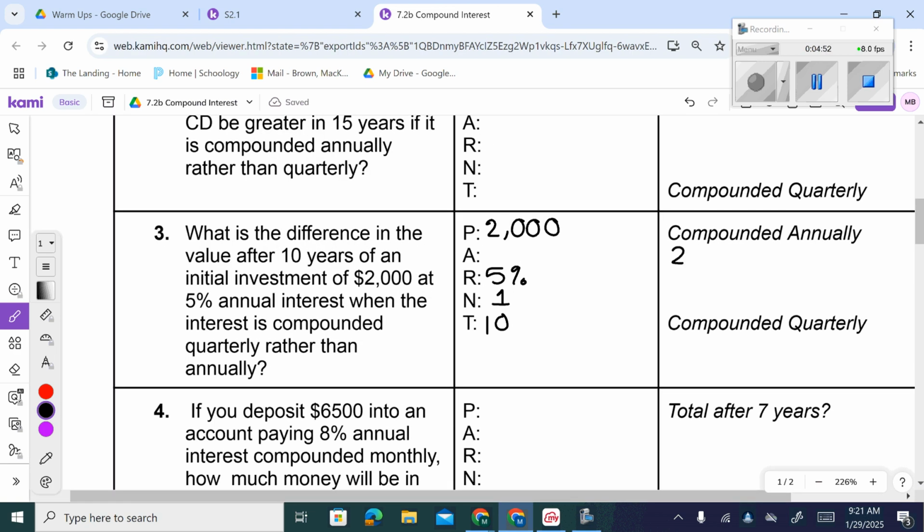2,000 parentheses, 1 plus what? 5% over 1, raised to the 10. Can that 10 be by itself? Parentheses. What goes to the 10? 1. All right, put it in your calculator. How much money did you make if it was compounded annually?